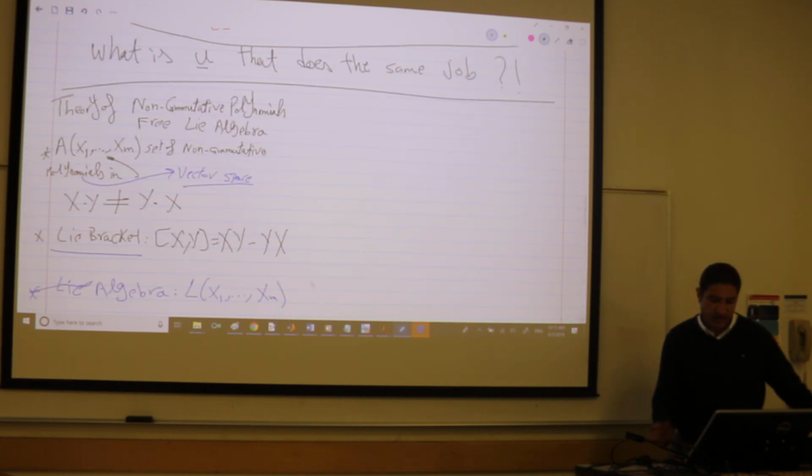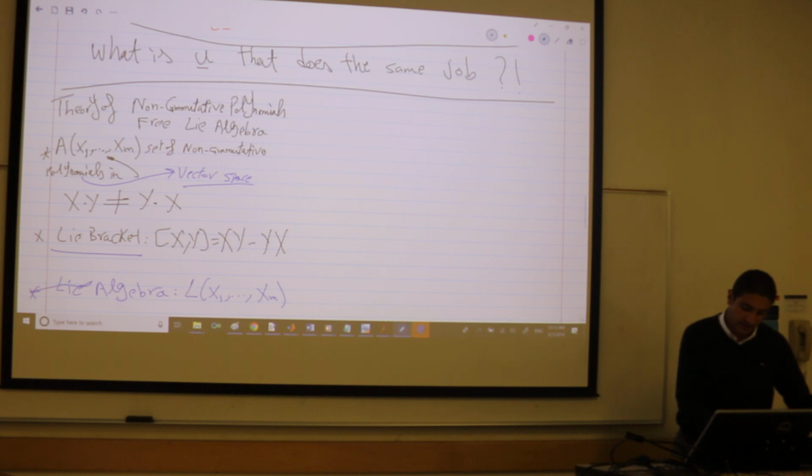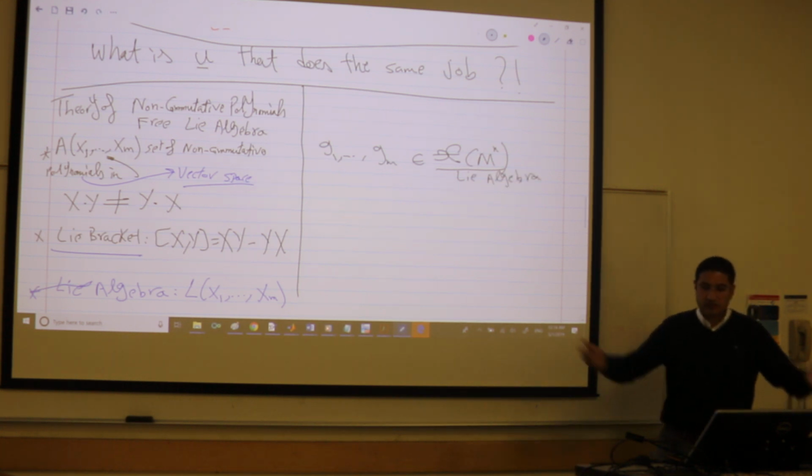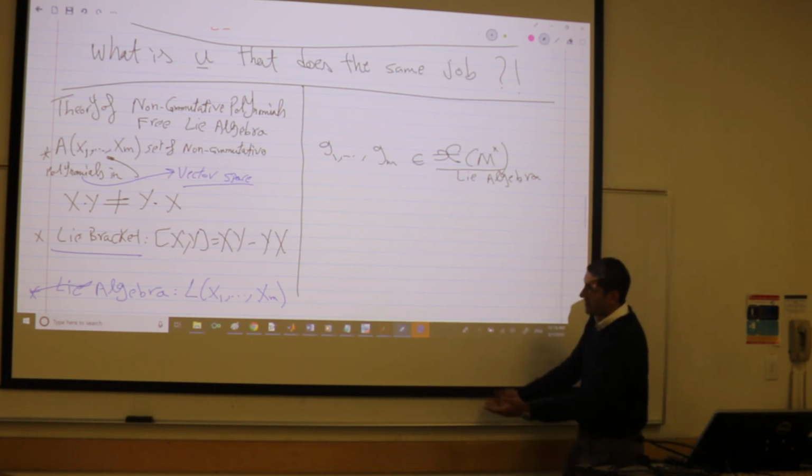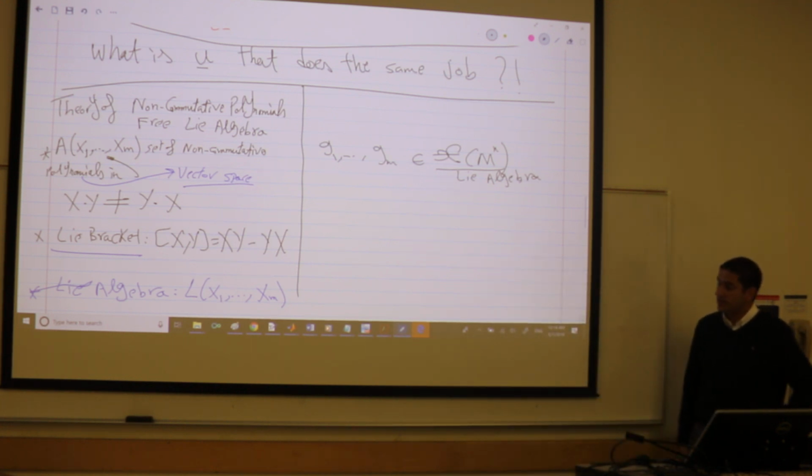So let's go back and see why we care about all this. Why this really matters to us, and how we can project this to our language. So for example, instead of the set of non-commutative polynomials, we have our Lie brackets. So we have our G1 up to Gm. They live in the set of vector fields on N. And we know that this is indeed a Lie algebra, because it's a vector space, a bunch of vectors, and we have a Lie bracket. So this is a Lie algebra.